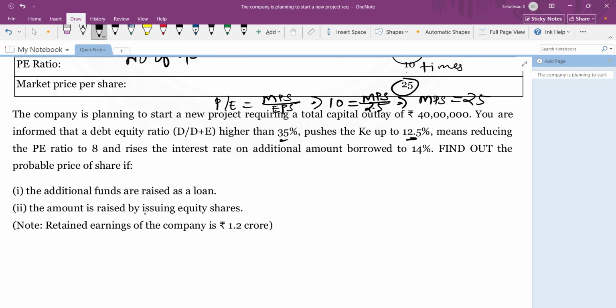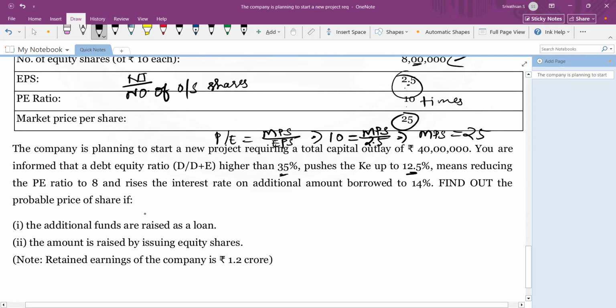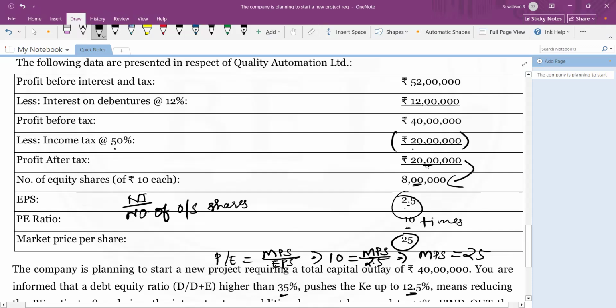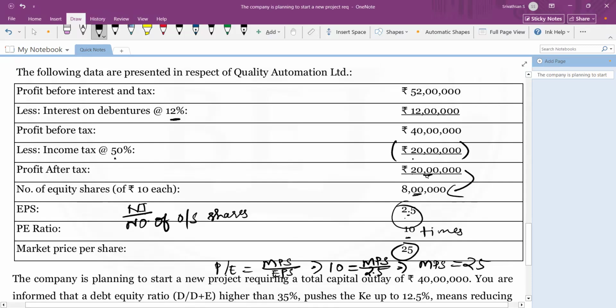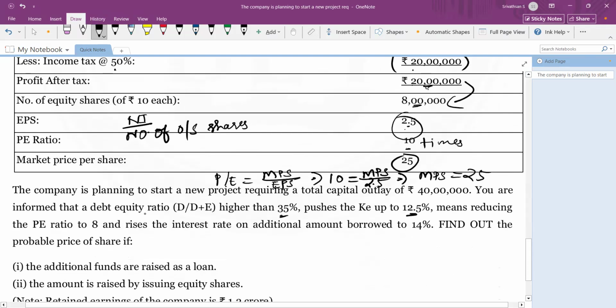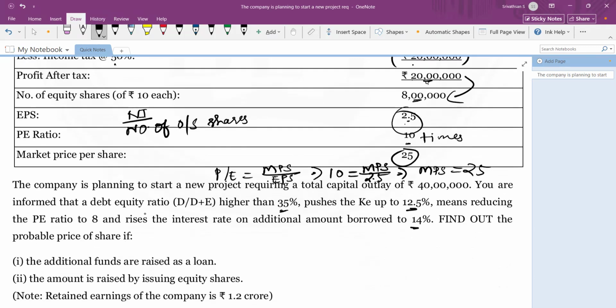And currently, the P/E ratio of the company is 10 times. If debt equity ratio is increasing more than 35%, then the P/E ratio of the company will come down to 8 times. And currently the company is borrowing at 12% interest. If the debt equity ratio is greater than 35%, the company will be able to borrow additional funds at 14% interest. Now, the requirement of the question is find out the probable price of share if additional funds are raised as a loan.